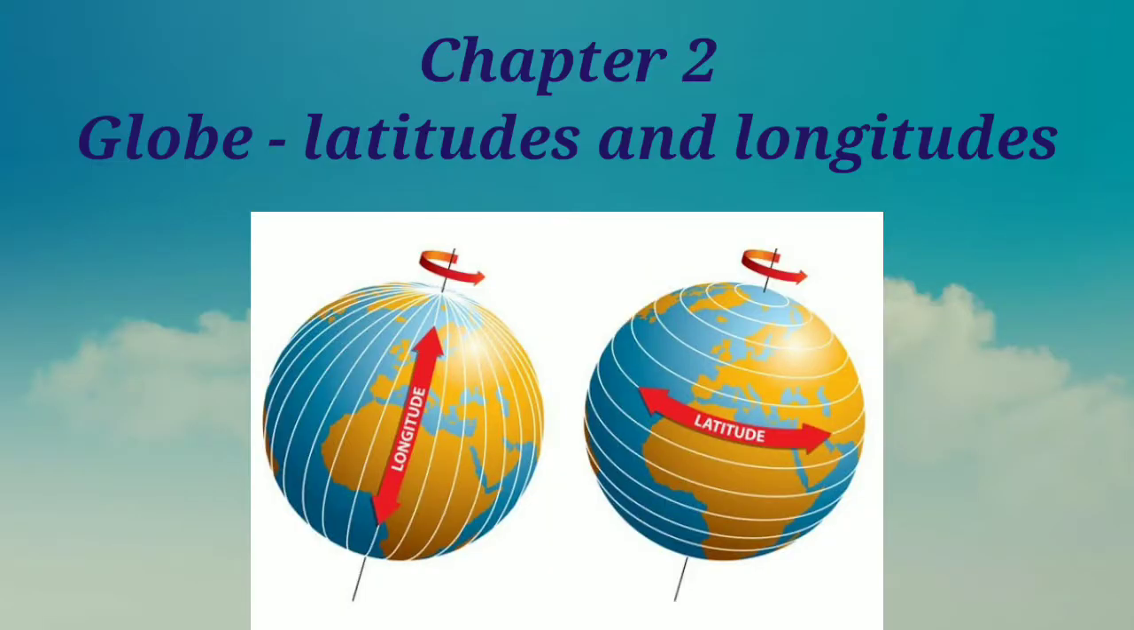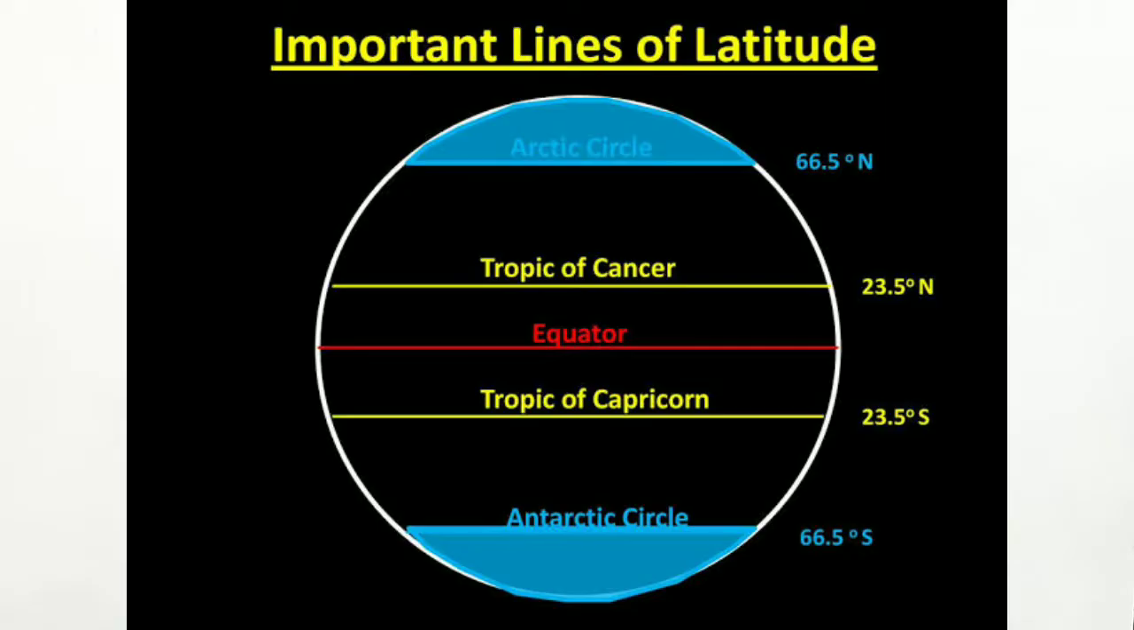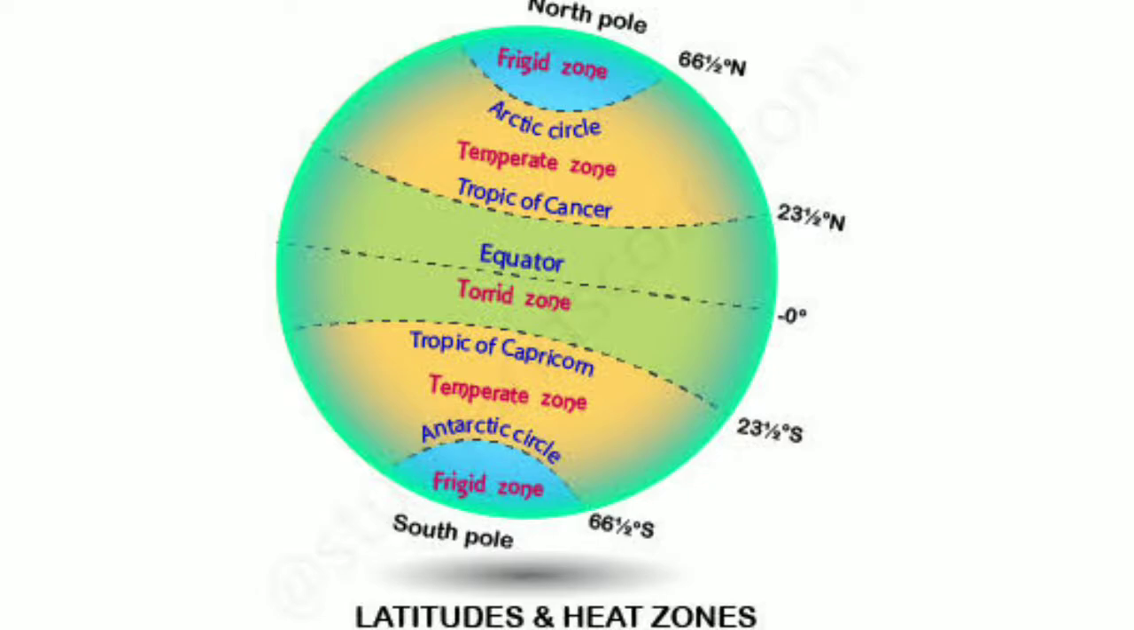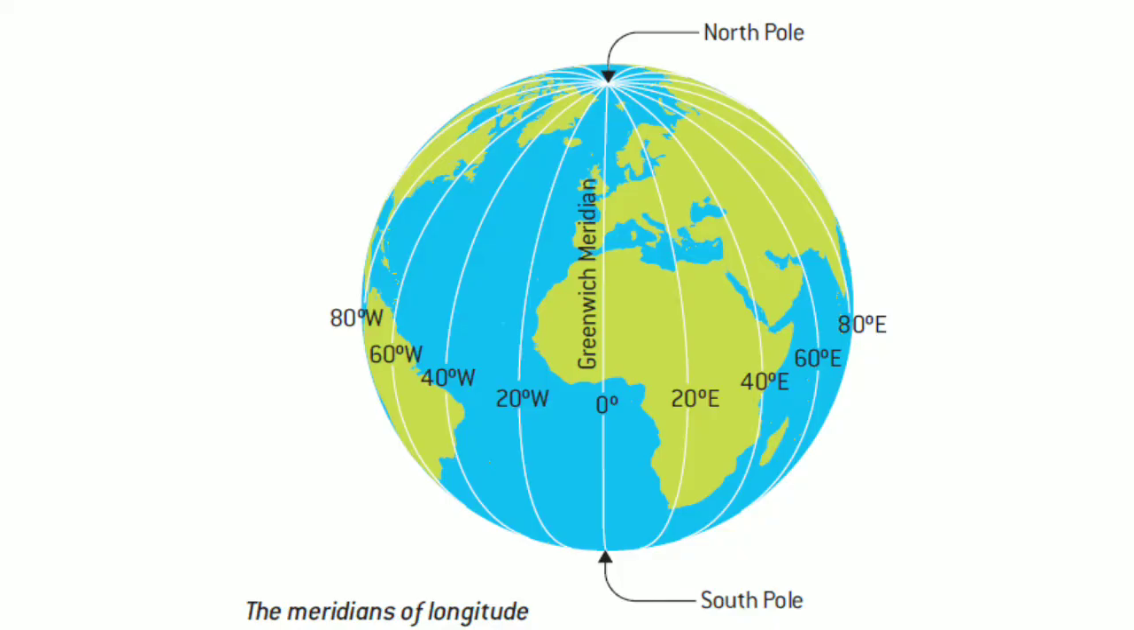Children, today we are going to continue with our Geography Chapter 2, Globe, Latitudes and Longitudes. In the previous class, we have studied about latitudes, important latitudes and heat zones of the earth. So today we are going to study about longitudes. Longitudes are basically the semicircular imaginary lines running on the surface of earth from north to south.